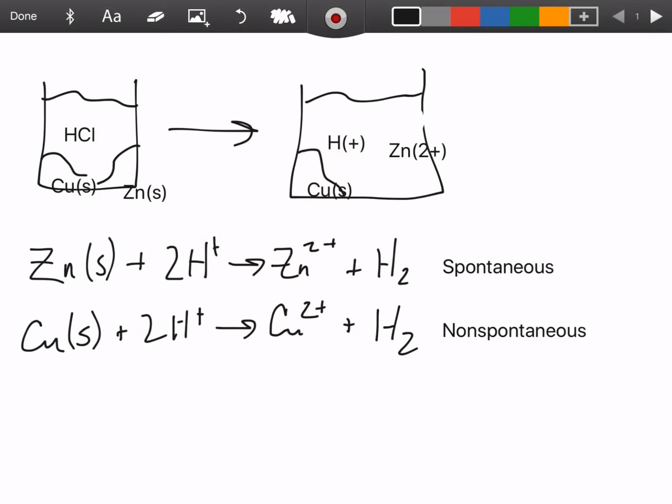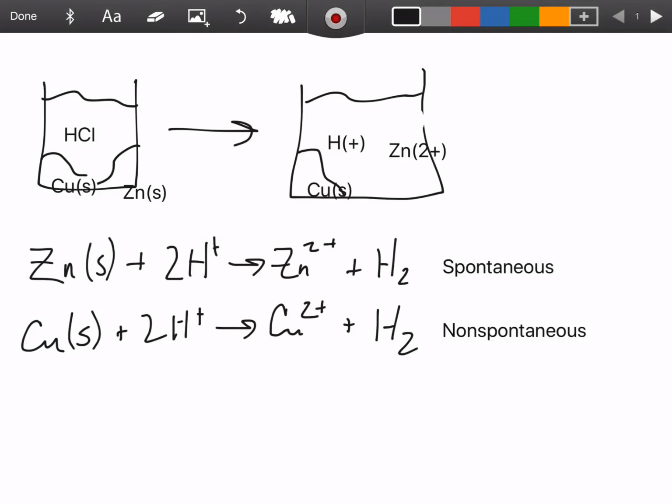And so when we added the HCl, it didn't affect the copper solid. That stayed in there. And what happened to the solid zinc was we saw some bubbling occurring, and that was hydrogen gas being released. And then the solid zinc went into solution as zinc 2 plus, or as zinc chloride, which was solubilized.